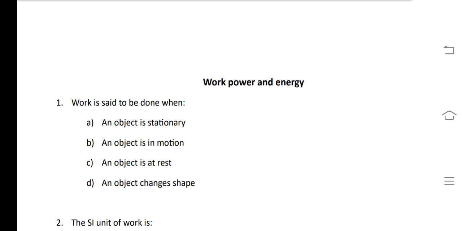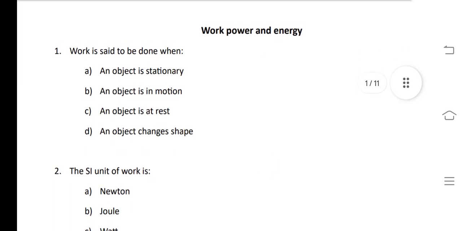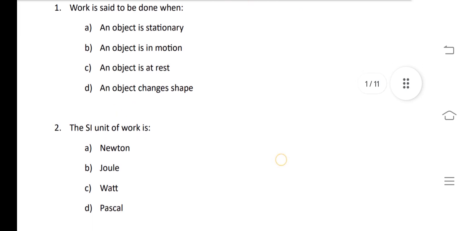So, today we are going to discuss some MCQs on work, power, and energy. Our first question is: work is said to be done when the body is displaced, that is, an object is in motion. The answer of the first question is option number B.